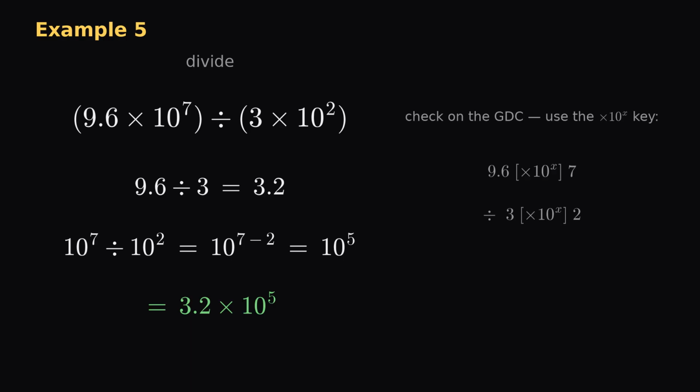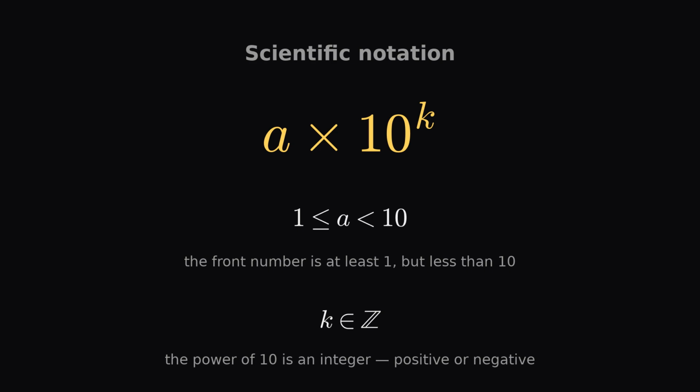And you can check this on your calculator using the times 10 to the x key. 9.6 times 10 to the x, 7, divided by 3 times 10 to the x, 2. That gives 320,000, which is 3.2 times 10 to the 5th. It checks out. Scientific notation comes back constantly in chemistry, physics, and later in exponential functions. The next video moves into sequences, starting with the arithmetic kind.